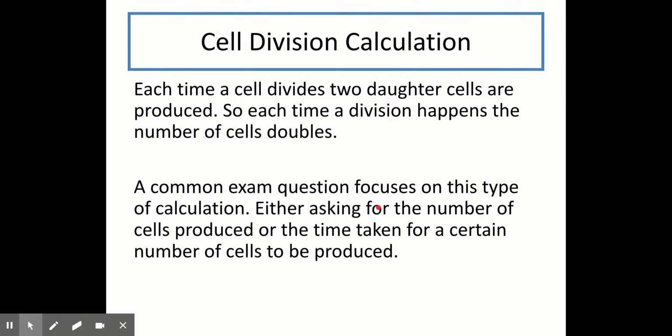Okay, so before we move on to stem cells, there's a really common exam question on this topic which relates to cell division calculations. If we think about it, every time a cell divides through mitosis, 2 daughter cells are produced. So each time a division happens, the number of cells doubles. These calculations either ask for the number of cells that are produced in a given time, or for the time it takes for a certain number of cells to be produced. So we're going to look at 2 examples of each of these styles of questions.